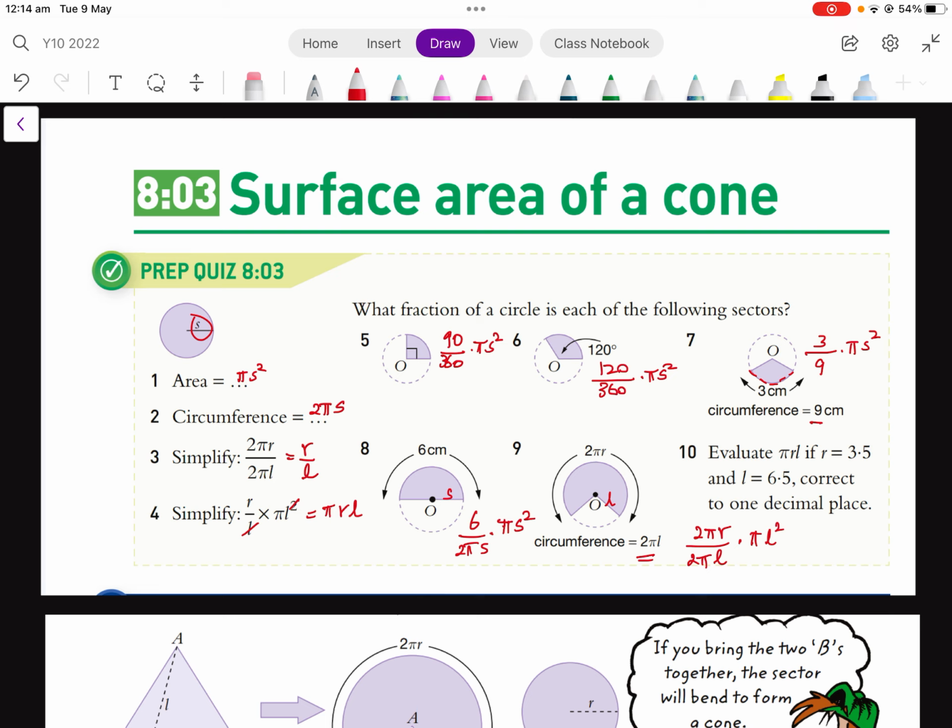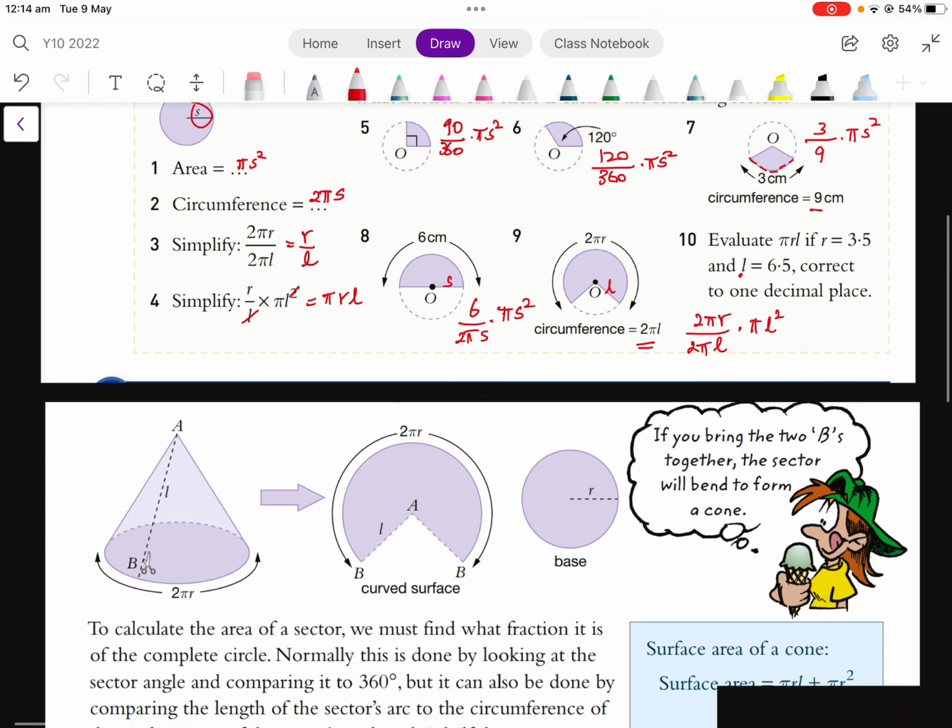Now number 10, evaluate pi r L if r is equal to 3.5 and L is 6.5, correct to 1 decimal place. Of course, you can use the calculator. Check this one. Right, let's move further.